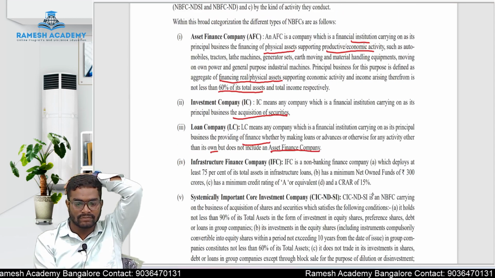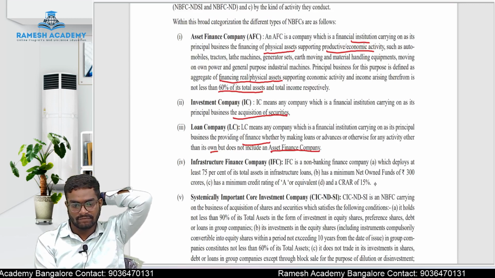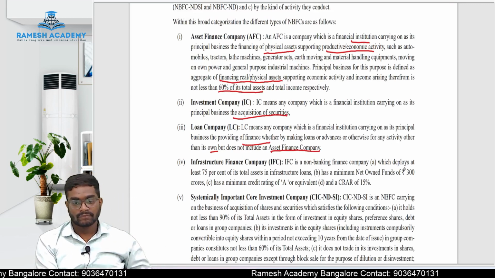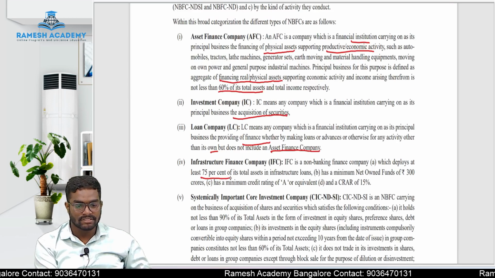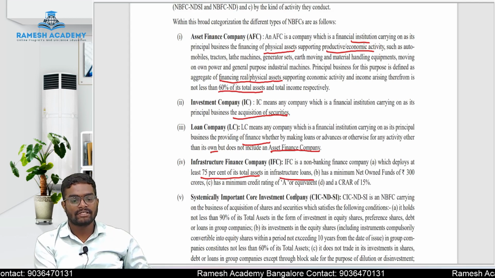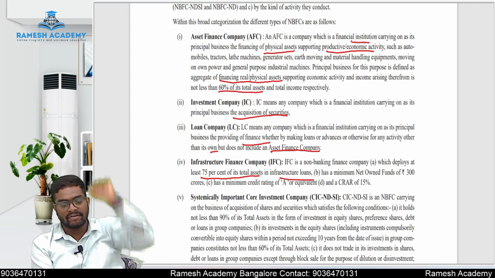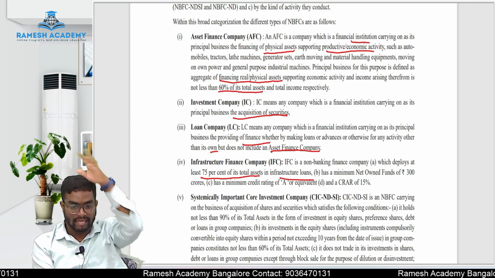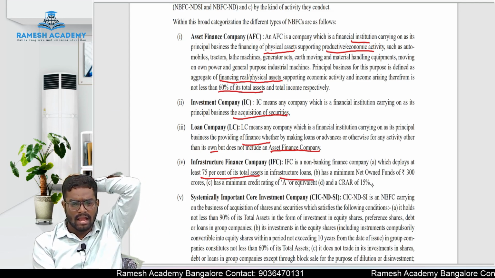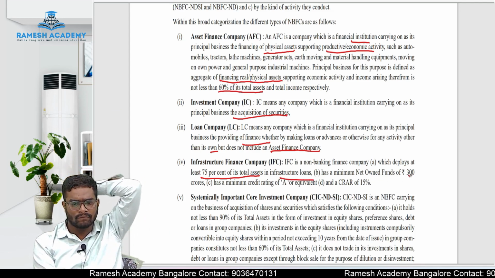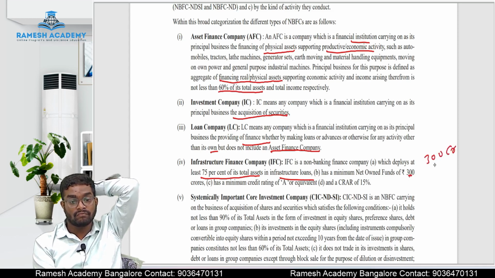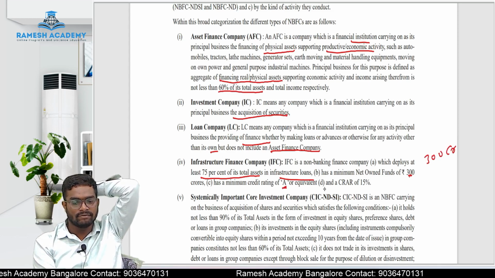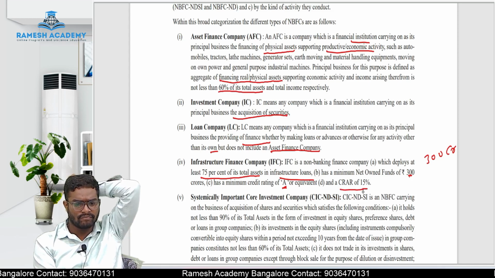Next, infrastructure. Infrastructure means it will be giving only for infrastructure facilities, and it deploys at least 75% of its total assets in infrastructure loans. If it is having 100 crore, 75 crore should be given as infrastructure loans only. It should have minimum net owned funds of 300 crore, a minimum credit rating of A or equivalent, and a CRAR of 15%.